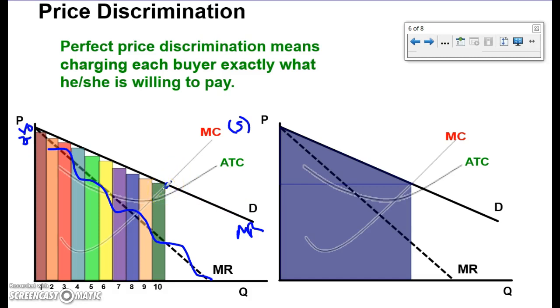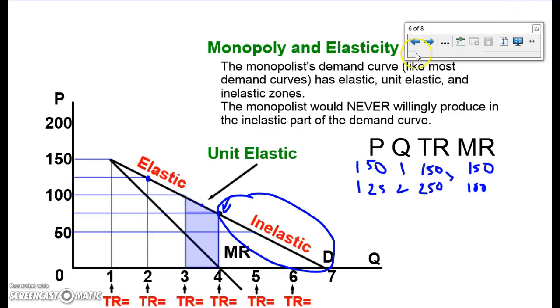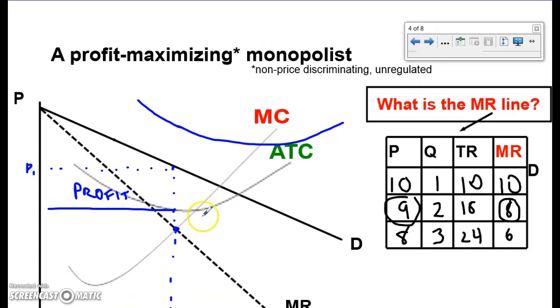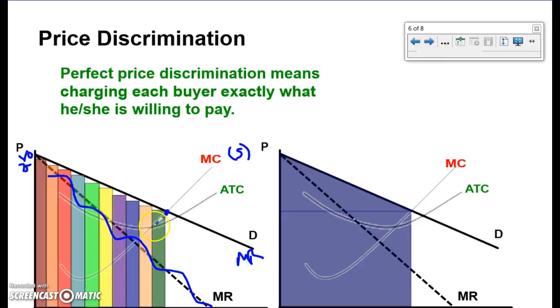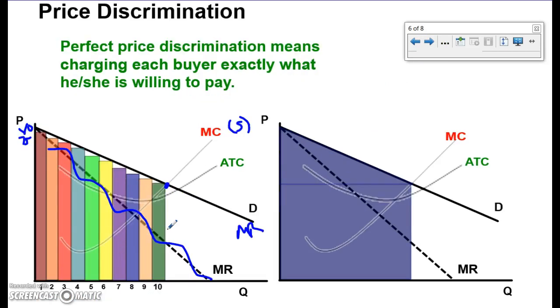Are monopolists productively efficient? No, we know that because they don't produce at the minimum point of ATC, right? In this case over here, I'll go back to here, they were producing to the left of minimum ATC. This is where minimum ATC is, and in this case, they're actually producing to the right. So in neither case are they productively efficient, but if they can perfectly price discriminate, they're actually allocatively efficient.